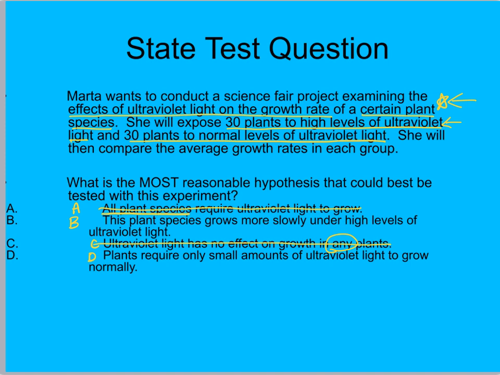Looking at the last question, you should be between B and D at this point. We hadn't read D yet. Plants require only small amounts of ultraviolet light to grow. Now, what did she test? She tested high levels and normal levels. Did she test small levels, small amounts? No, she did not. So we're eliminating D, and B is the correct answer.